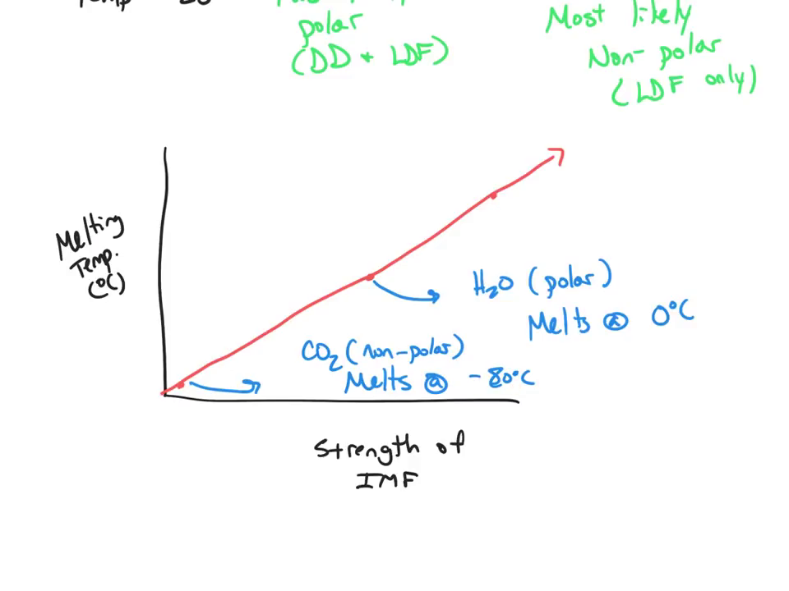So simply put, the stronger intermolecular forces due to the polarity of water make the melting point 80 degrees higher. And that's a strong correlation for all molecules known to exist. The higher the intermolecular forces, the higher the melting point.